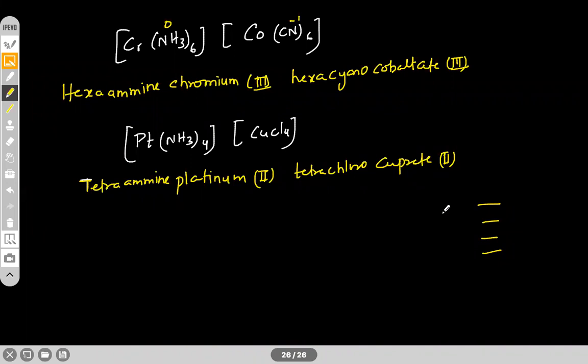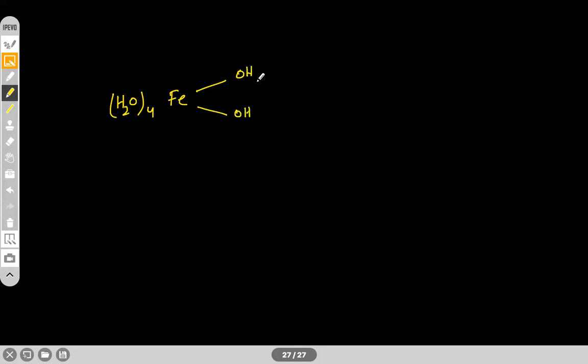Okay. Now, next thing is, sometimes we have bridging group ligands. Bridge ligands are present. I'll show you how it is. For example, you see this one. We are just looking at one example because these things are not at all important. (H2O)4Fe, and there is a ligand which acts as a bridge here, OH. And it is connected to Fe here, with H2O 4 times and SO4, like this. SO4 whole twice.